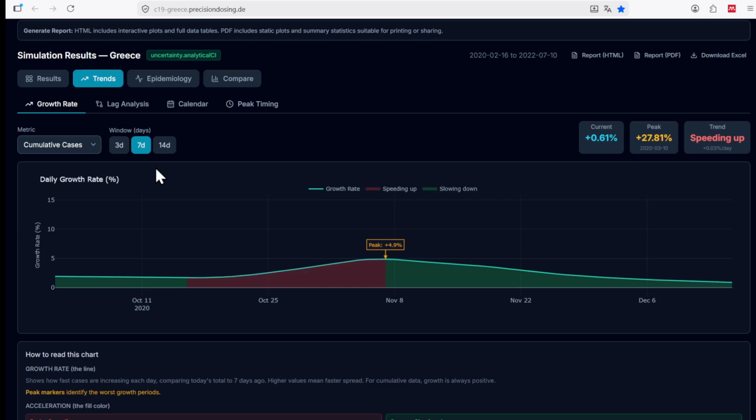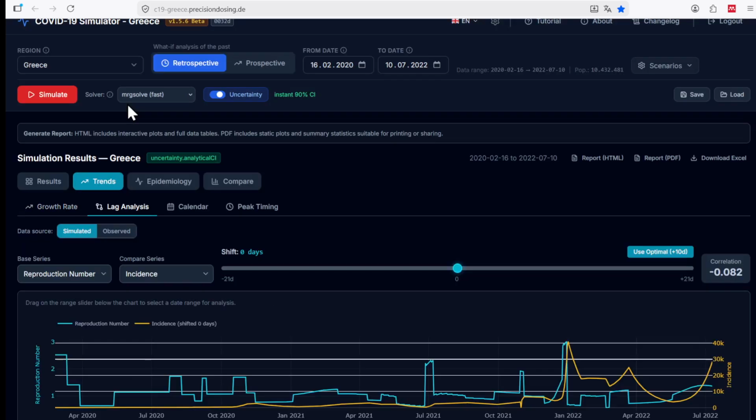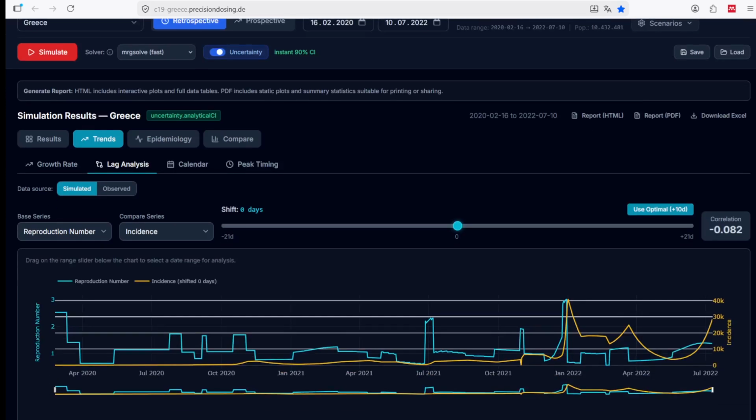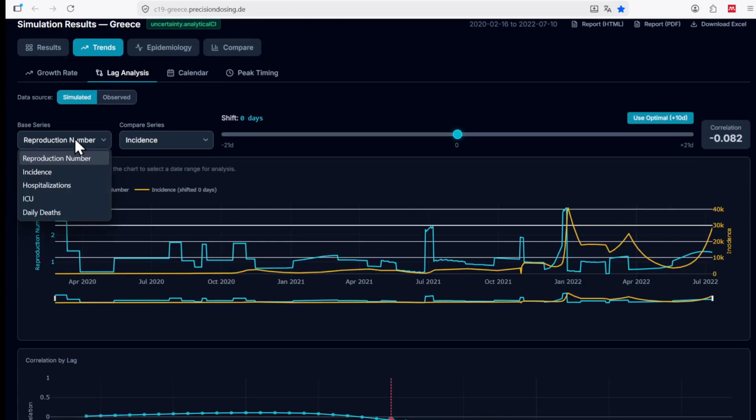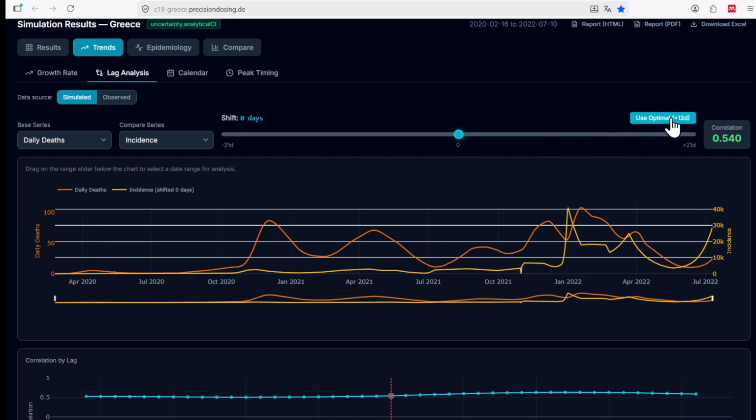In the Lag Analysis subsection, you can analyze the time shift between two metrics. For example, when comparing daily deaths and incidents, we see that the calculated optimal shift is 12 days. Using the slider, you can see that a 12-day shift optimizes the correlation and overlays the peaks of daily deaths and incidents.